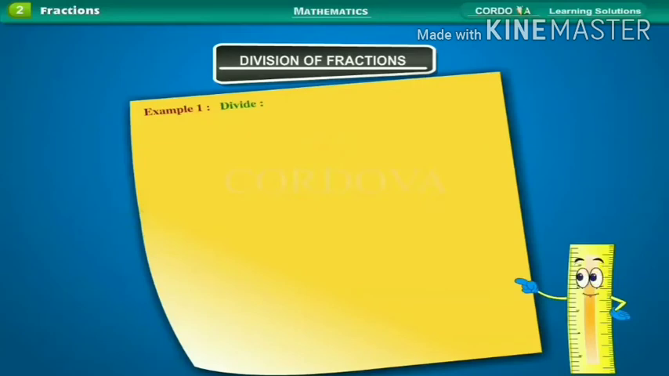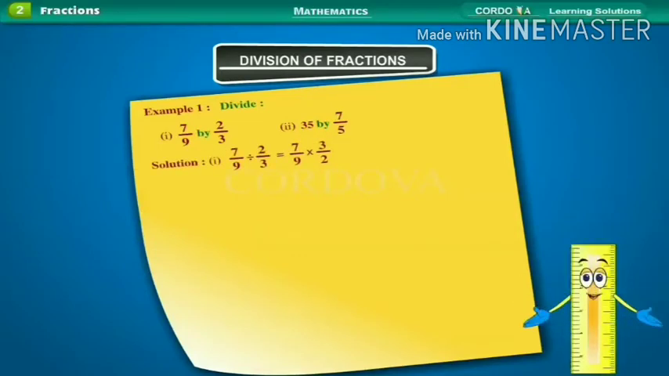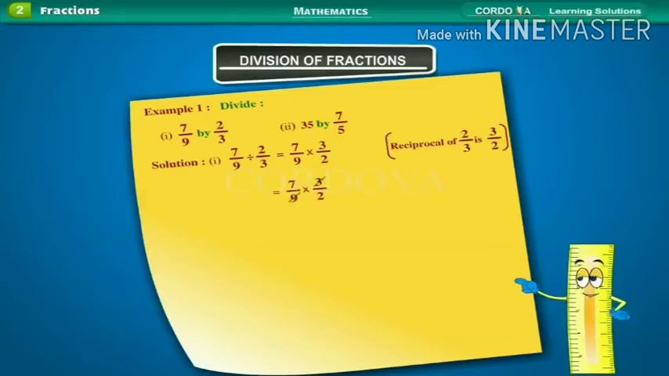Example 1. Divide 7 upon 9 by 2 upon 3. 35 by 7 upon 5. Solution. 7 upon 9 divided by 2 upon 3 is equal to 7 upon 9 into 3 upon 2. Reciprocal of 2 upon 3 is 3 upon 2, which is equal to 7 upon 6, which is equal to 1 and 1 upon 6.